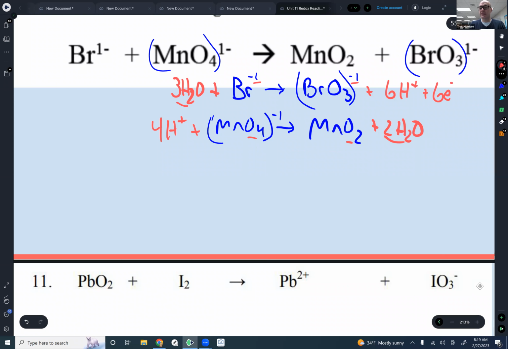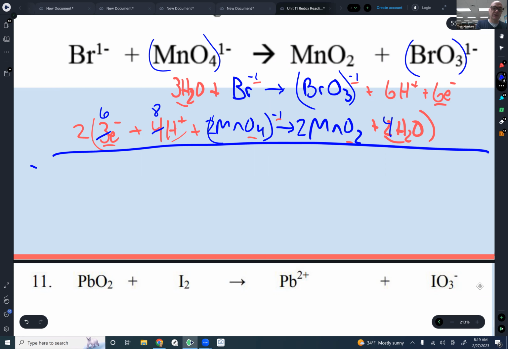So I do need to add 6 electrons to the left here. But notice this. 4 total -1. That means I've only got a +3. That means I only have to add 3 electrons over here. Now I've got 6 electrons and 3 electrons. I need to multiply all of this by 2 so it balances out. So I would have 6 electrons, 8 hydrogens, 2 of the permanganates, 2 of the manganese dioxides, and 4 of the waters. Now everything is balanced and we can simplify.